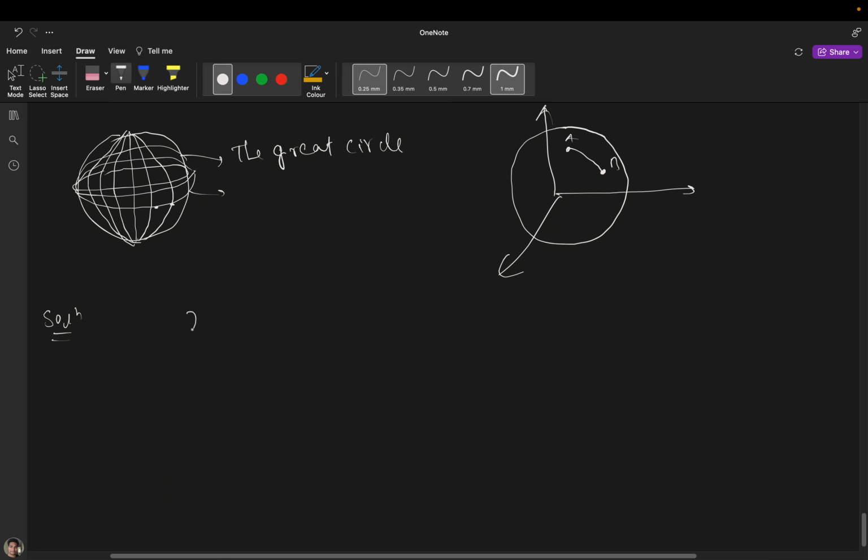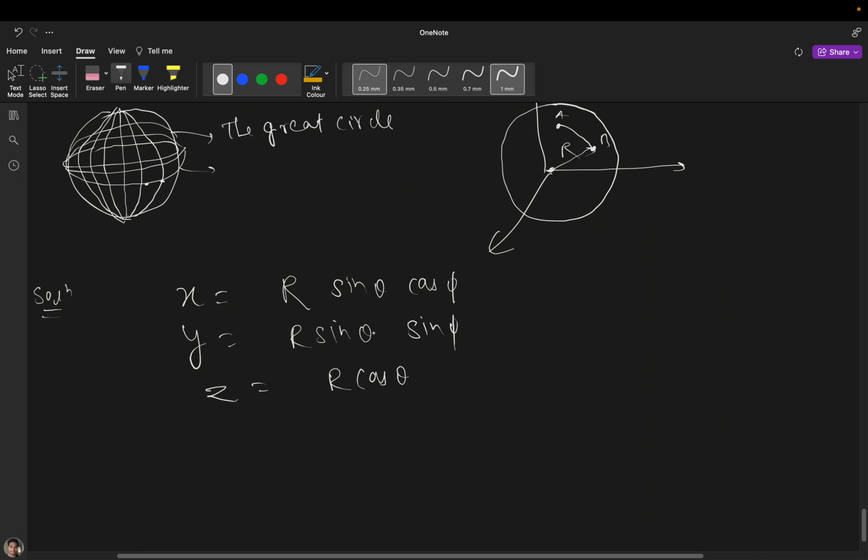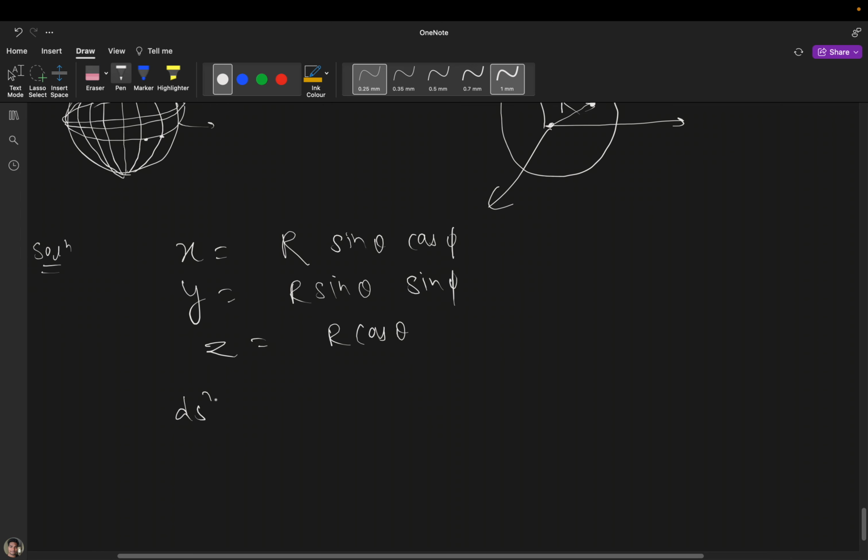So how will we solve it? To solve this, I can consider points in spherical coordinates. Suppose the radius of the earth, or a sphere, is r. Then I can write x equal to r sin theta cos phi, y equal to r sin theta sin phi, and z equal to r cos theta. So what will be the distance between these 2 points? ds square equal to dx square plus dy square plus dz square.